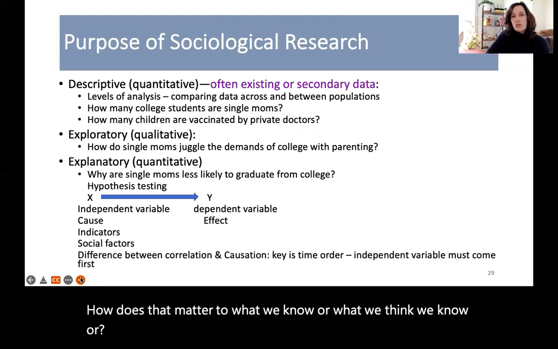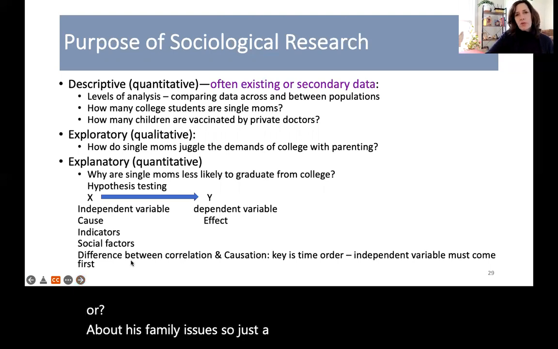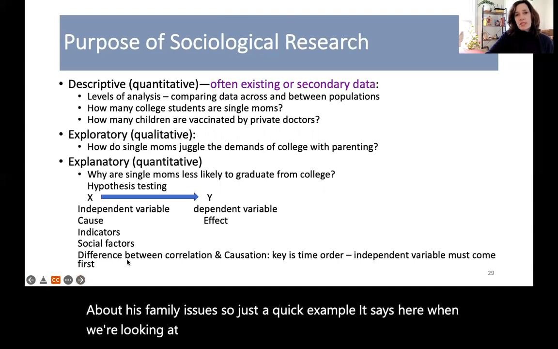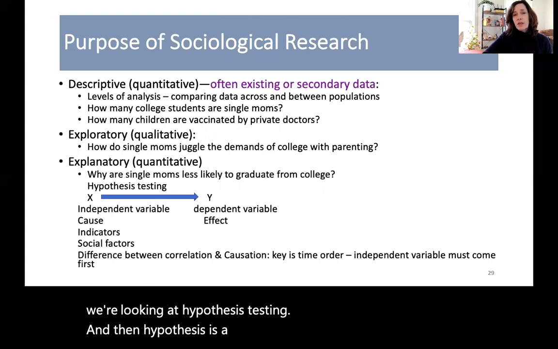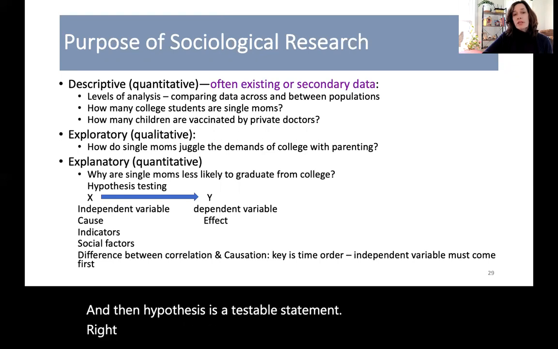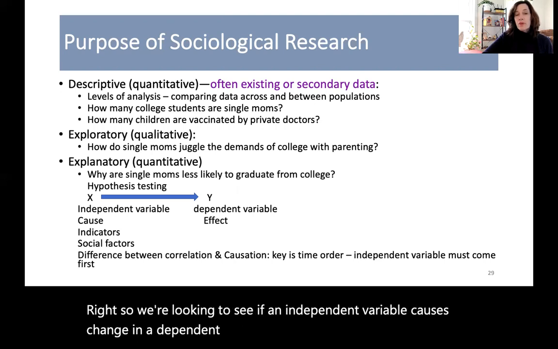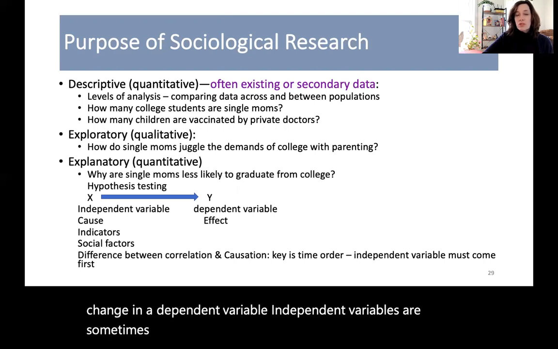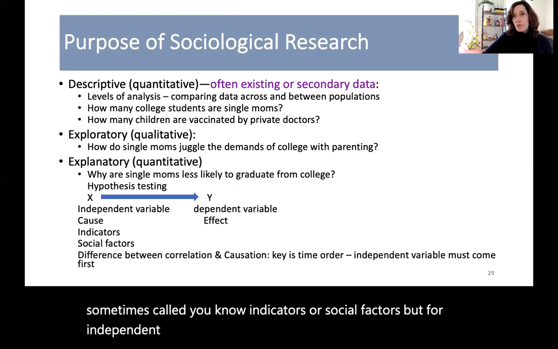about a family issue? So just a quick example, it says here, when we're looking at hypothesis testing, a hypothesis is a testable statement, right? So we're looking to see if an independent variable causes change in a dependent variable. Independent variables are sometimes called indicators or social factors. But for an independent variable to cause a change in a dependent variable, it has to have come first.